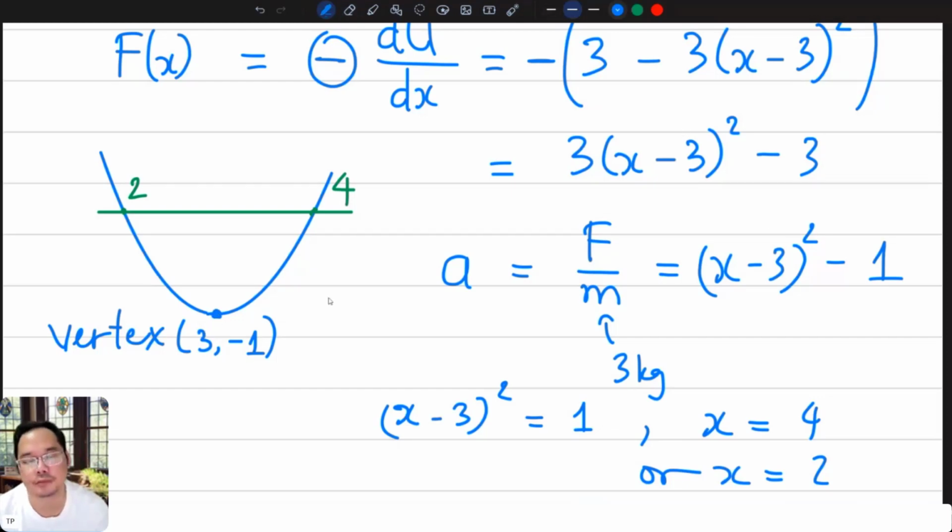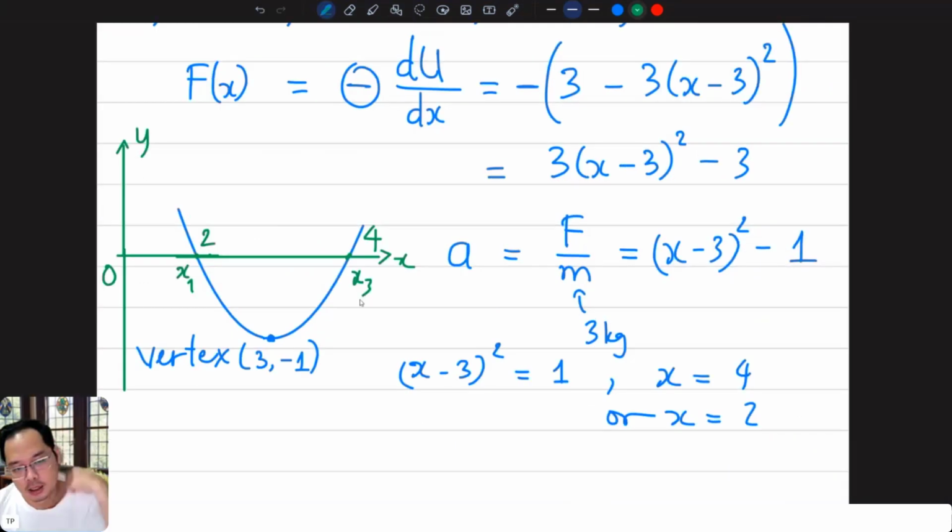Good. So this is the graph of acceleration. This is the position. Let me complete that graph by completing the axis. And an acceleration like this also means that the object oscillates.